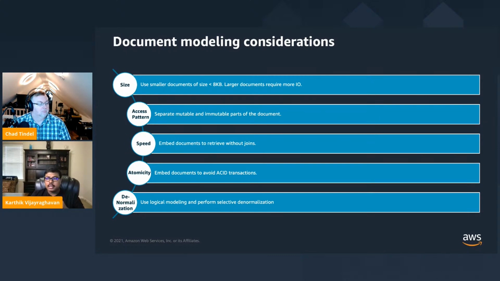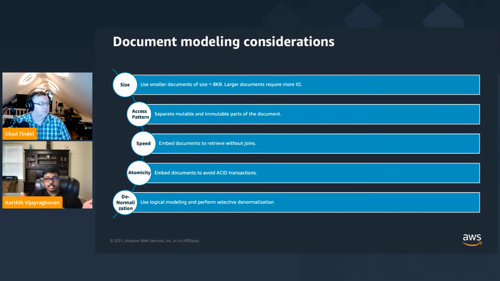Okay. And speed, right? When it comes to speed, it's basically how you access this. So if the data model contains separate documents for each entity, or in other words, when you're referring to these documents, the data retrieval will be slower because you'll have to do joins. In the DocumentDB or MongoDB world, we call it $lookup, right? So application latency should be taken into consideration while you're doing data modeling.